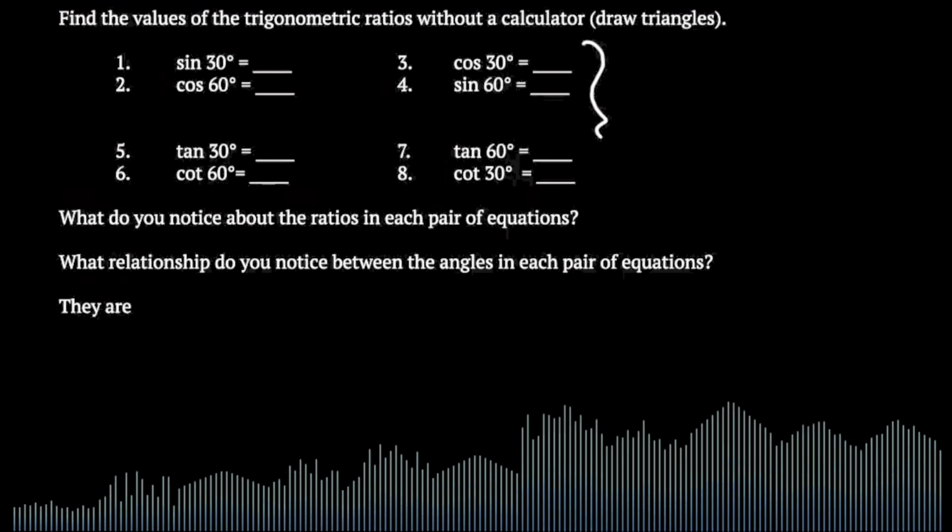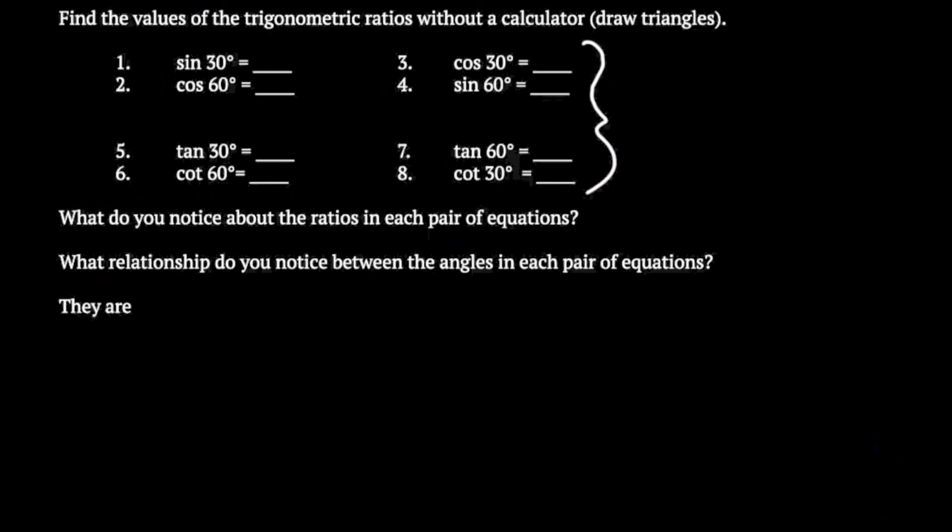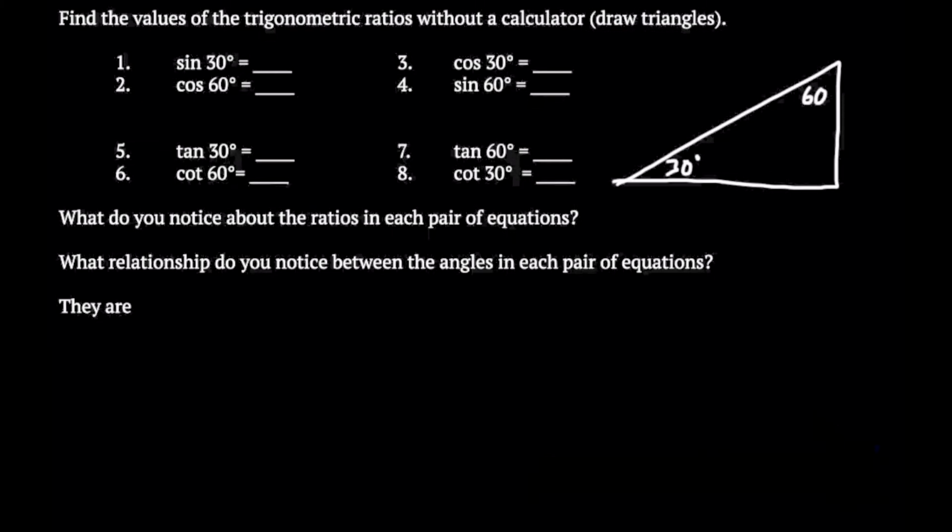This first set of problems is just a warm-up asking us to evaluate these trig functions without a calculator, so I'm going to draw out and label a 30, 60, 90 triangle. Now sine of 30 degrees just means from this 30-degree angle I'm looking at opposite over hypotenuse, which would just be 1/2. And then number 2 asks us to find cosine of 60 degrees. From the 60-degree angle, cosine would be adjacent over hypotenuse, so that would be 1/2 over 1 again. And so you see that we got the same value here.